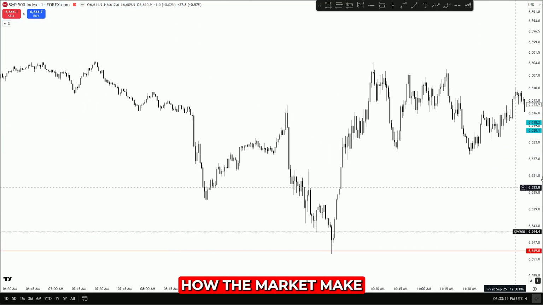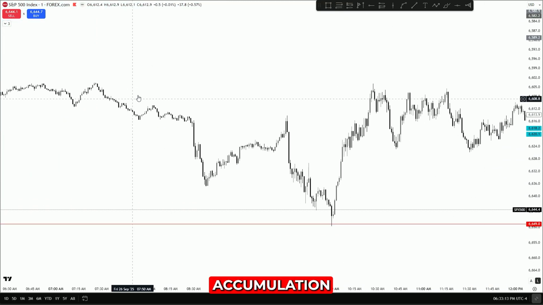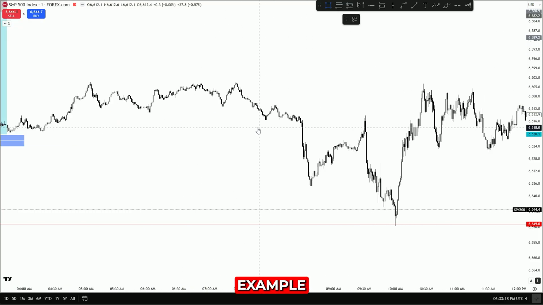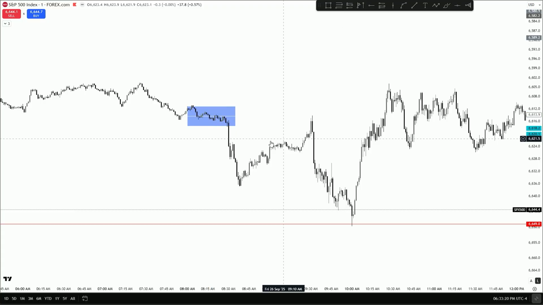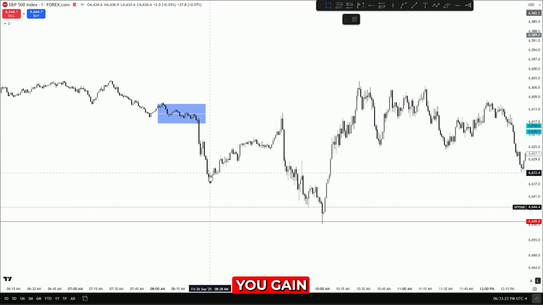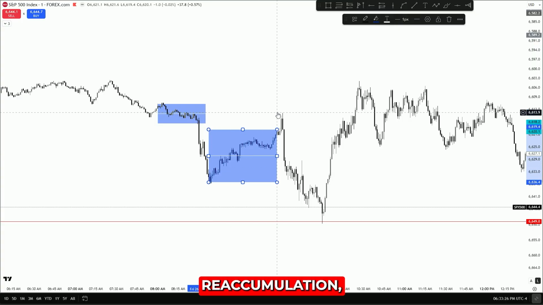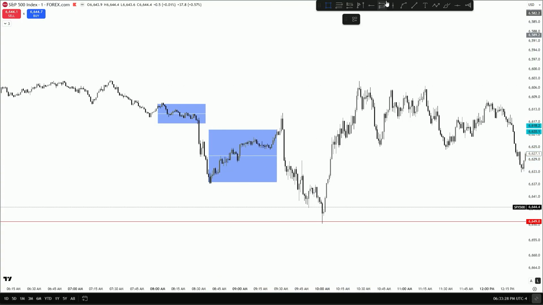Now this is how the market maker model works. You got the accumulation. Now this is the bullish example. That was the bearish example. Now this is the bullish example. You got the accumulation, you got distributed, reaccumulation, distributed. This is where your smart money reversal had happened.